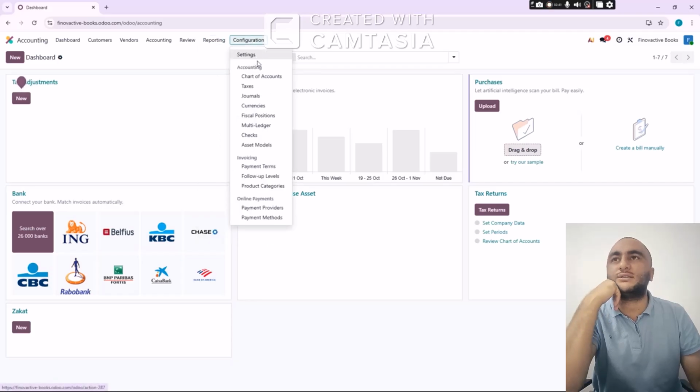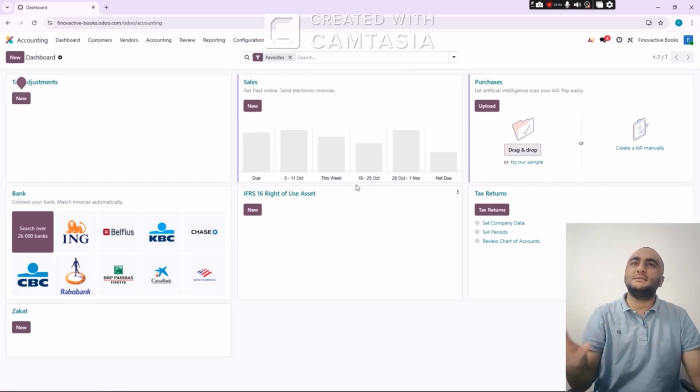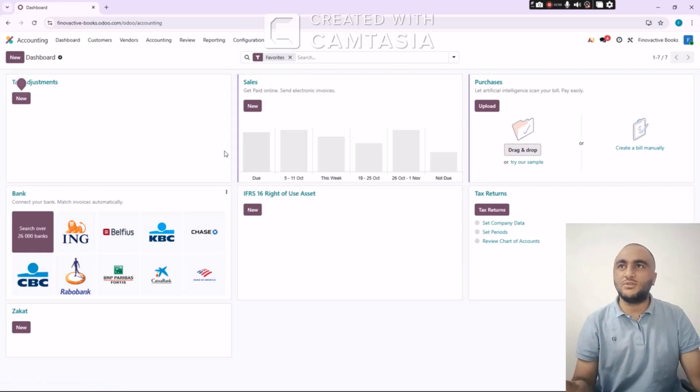In configuration, we have settings, charts of account, taxes, journals, currencies. We can set up currencies here, multiple ledger, checks, assets module, payment terms, and everything here. We will go one by one, but for now, this is basically the dashboard of Odoo.